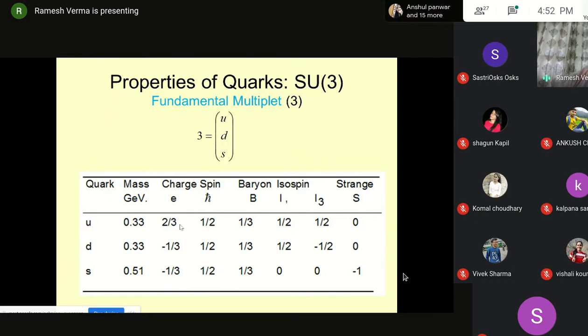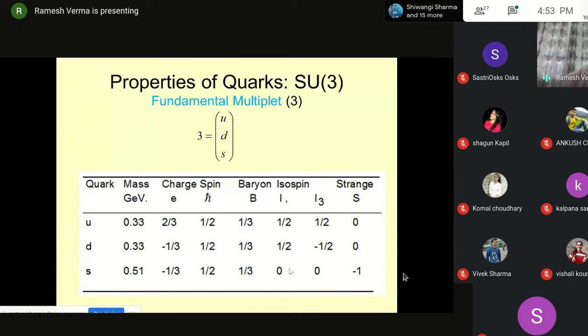All of these quarks carry spin half. So that way now they are quite similar to leptons, which also carry spin half. So both quarks as well as the leptons are fermions. And they carry fractional baryon number also, one third, one third, one third. The first two quarks form an isospin doublet, isospin half, and the third component is plus half for the up quark, and the down quark has third component minus half. And the strange quark does not carry any isospin, but strangeness is carried by this quark, that is minus one, whereas u and d do not have this quantum number.